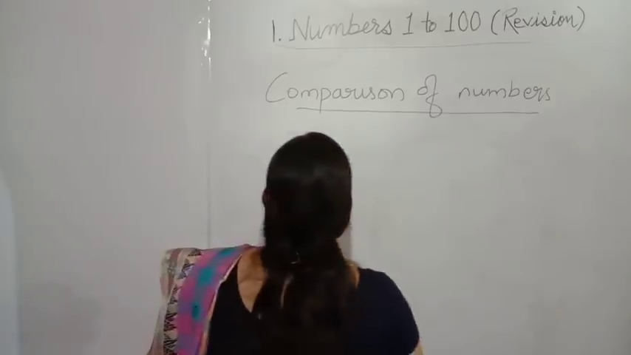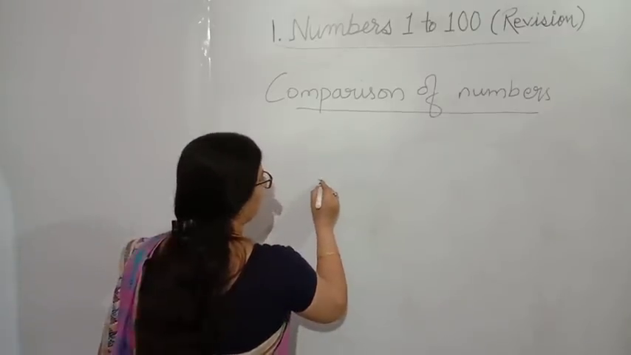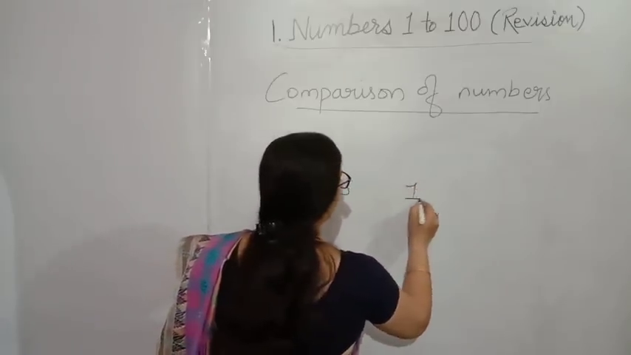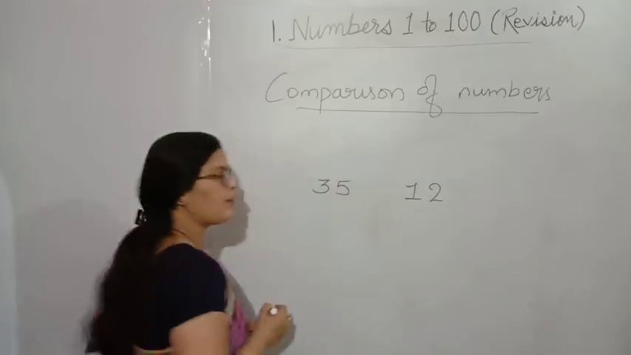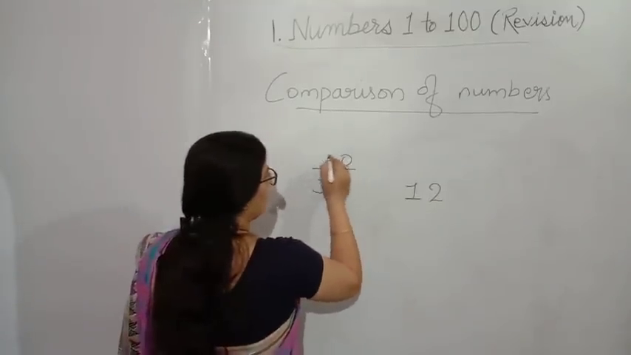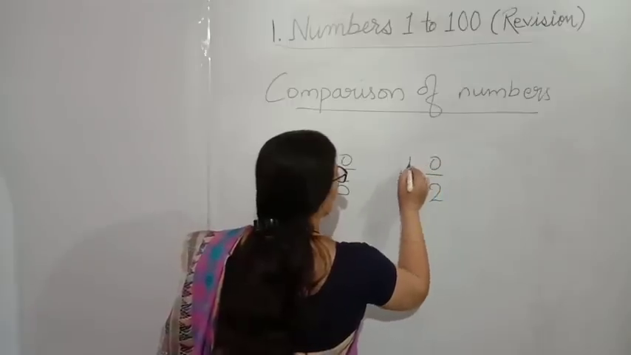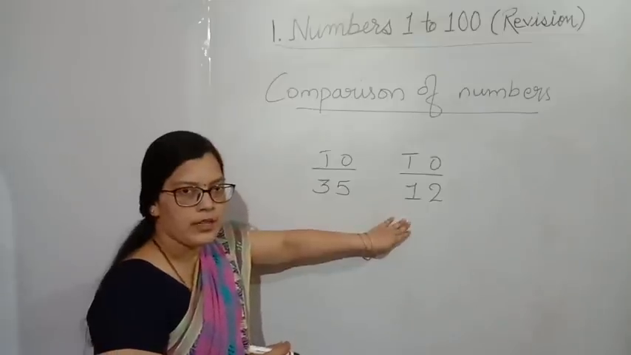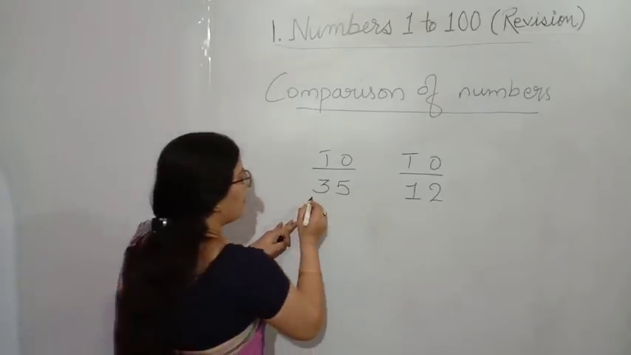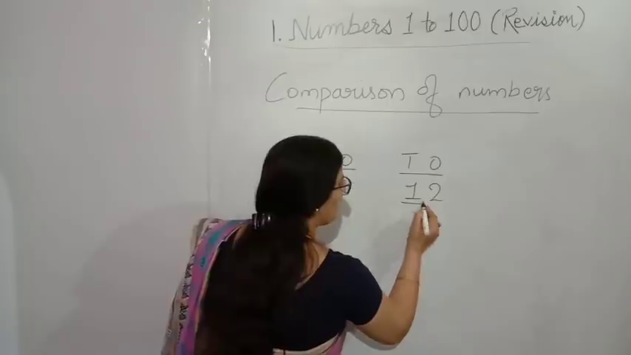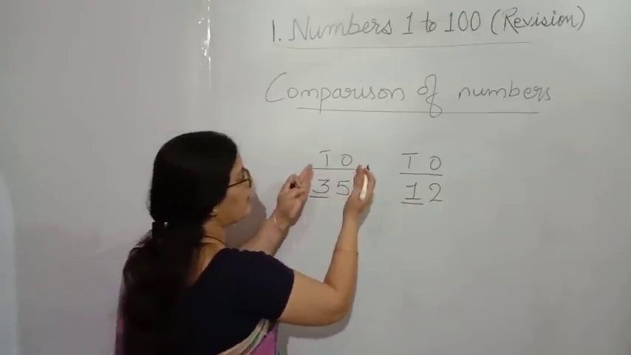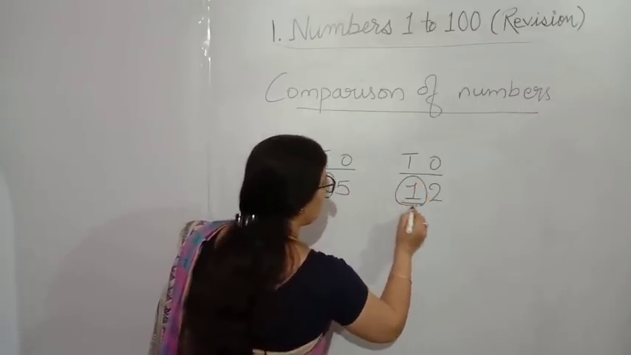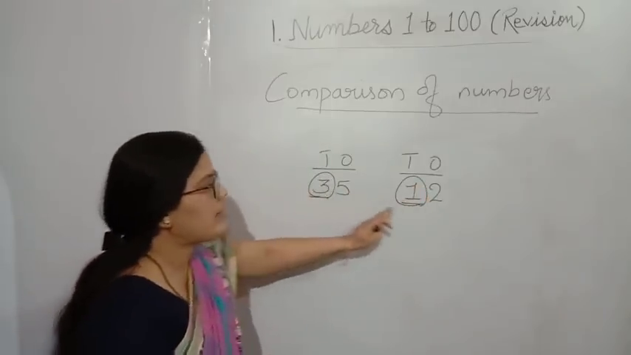Okay, so let us take two digit numbers, 35 and 12. Both numbers have two digits, ones and tens. Now we have to compare these two numbers. To compare these numbers, we have to compare the digit at the higher place. Here the higher place is the tens place. So you have to compare the tens place digit.